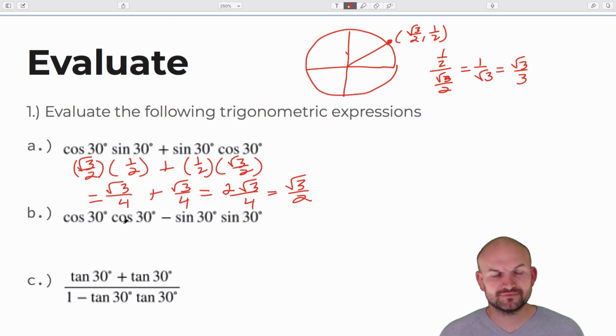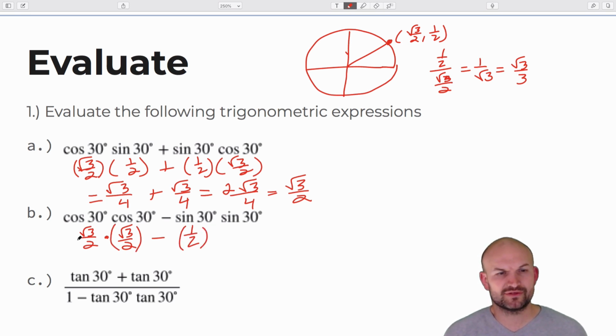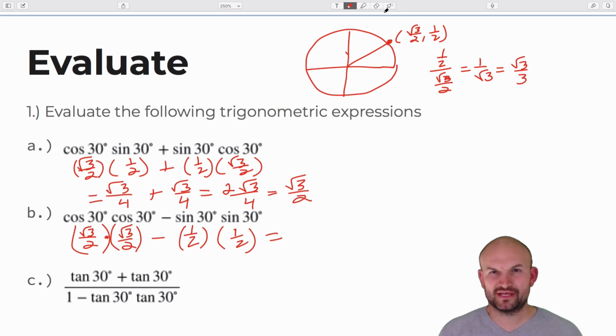Then I worked on the next one. And again, we see that the cosine of 30 degrees is the square root of 3 over 2 times the square root of 3 over 2 minus 1/2 times 1/2. I'm just going to work horizontally in this case, and I should do that in the other one too. It just makes it look nicer.